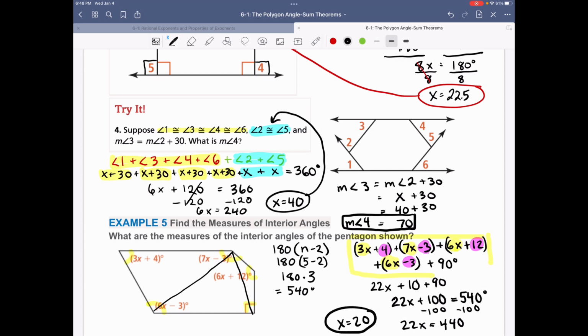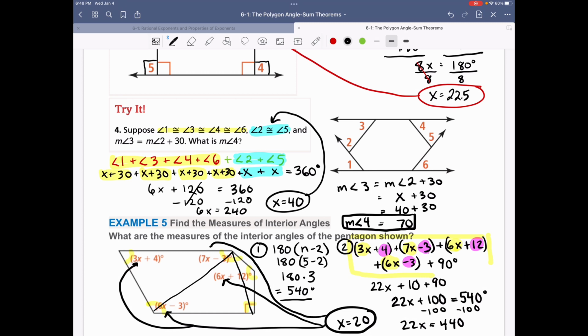And the question said, what are the measures of the interior angles? So we solve for x. This is a lot of steps. So first, we figured out how many degrees. Then we added up all of the angles and simplified it to get x. Thirdly, we have to plug in the 20 to each of these x's to figure out the measure of each angle. And I'm not going to worry about the 90 degrees. I think you guys know that.